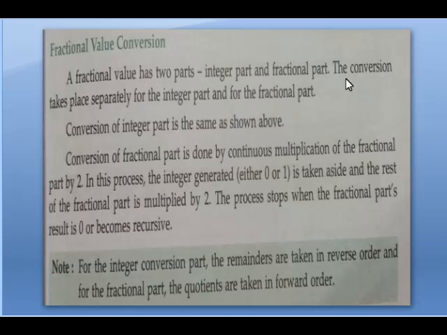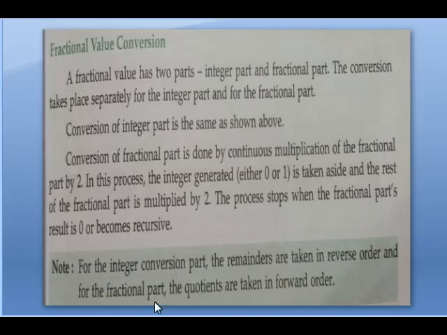The conversion of the integer part is the same as shown above. Conversion of the fractional part is done by continuous multiplication of the fractional part by 2. In this process, the integer generated, either 0 or 1, is taken aside and the rest of the fractional part is multiplied by 2. The process stops when the fractional part's result is 0 or becomes recursive. For the integer part, the remainders are taken in reverse order, and for the fractional part, the coefficients are taken in forward order.